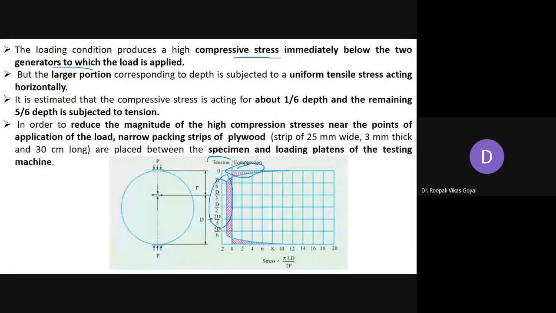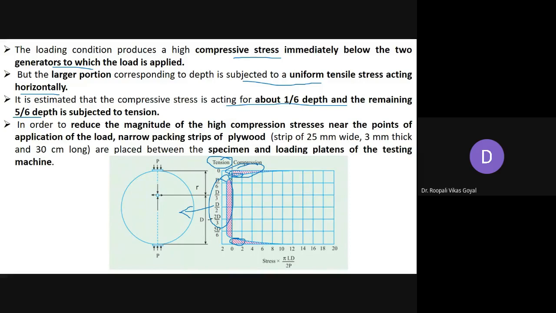But the large portion corresponding to the depth is subjected to uniform tensile stress acting horizontally, and that is what we are interested in. It is estimated that compressive stress is acting about 1/6 depth, and the remaining 5/6 depth is subjected to tension. So, taking both together, 1/6 of the portion at the top and bottom would be under compression. The rest, 5/6 depth, is generally subjected to tension.